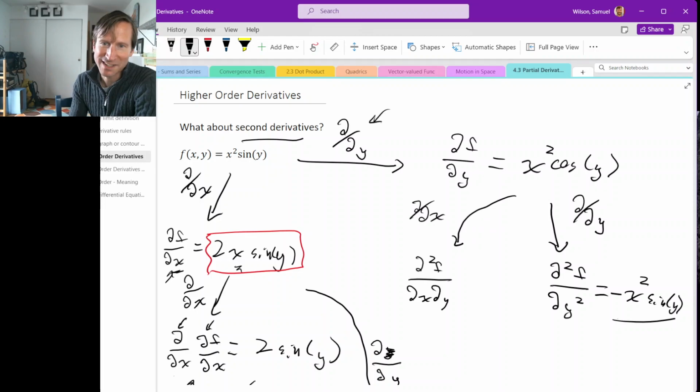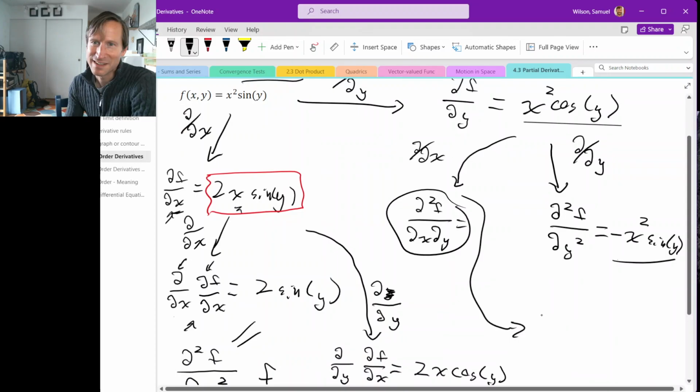So we'd take our derivative with respect to y, so x squared cosine y, and take its derivative with respect to x. Actually, let me move this down here. So that's going to be 2x times cosine y.